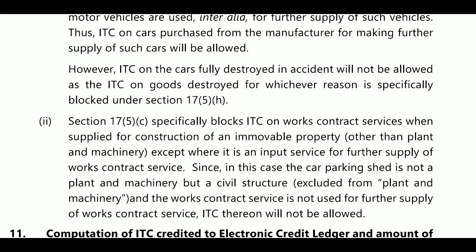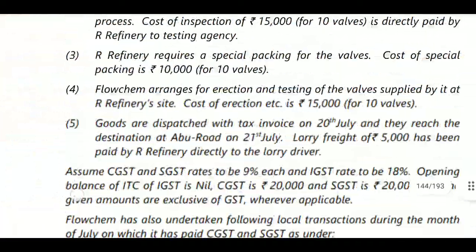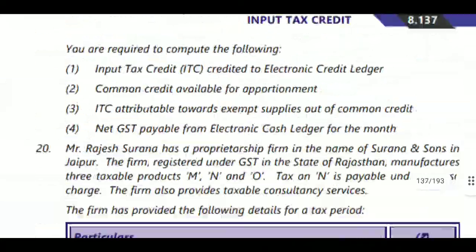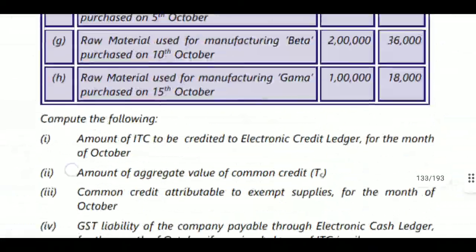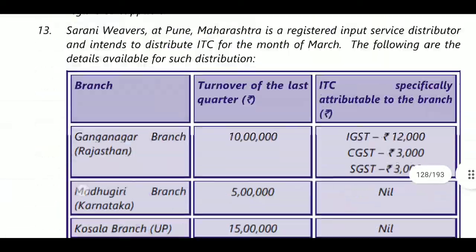But if you are constructing plant and machinery, you can claim the ITC. Other than plant and machinery, ITC is allowed except where it is an input service for furtherance of supply of work contract services. Since in this case the car parking shed is not a plant and machinery, and the work contract service is not used for furtherance of supply of work contract, ITC is not allowable. In both cases ITC is not allowed. In the first case it is a destroyed product, so ITC is not provided. In the second case it is a car shed, not a plant and machinery, so it is not allowable.